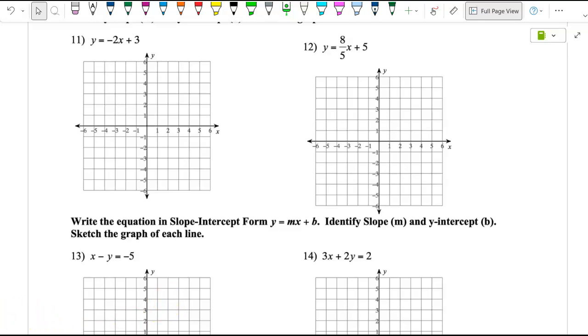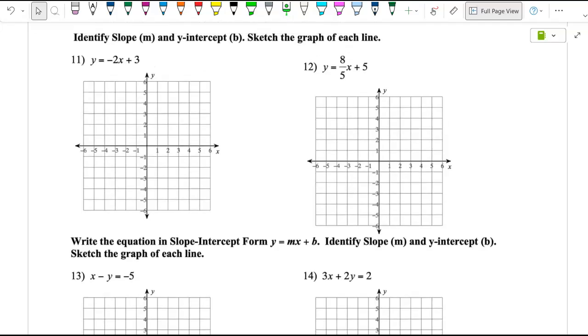All right, so number 11, they're asking us to graph this, but again, if I go back and bring down, they asked us to identify the slope and the y-intercept, which are the 2 pieces of information that we need to graph. So if I have y equals -2x plus 3, what is the slope of this line? Negative 2, or if you want to write it as a ratio, negative 2 over 1, because our slope does tell us our rise and our run.